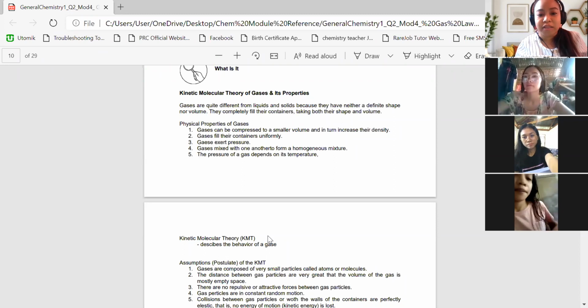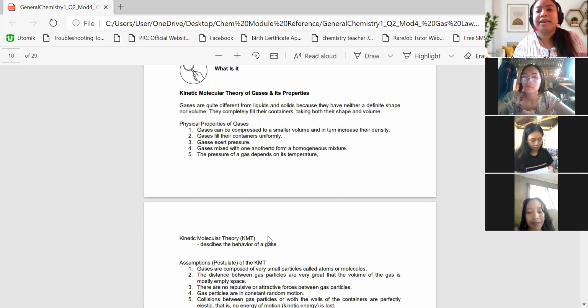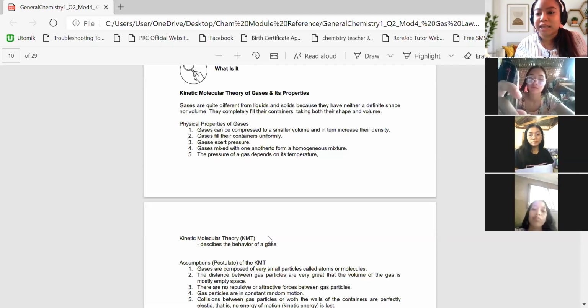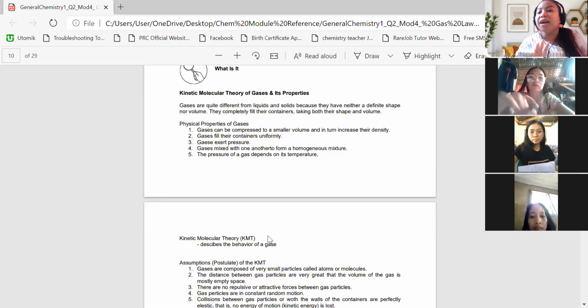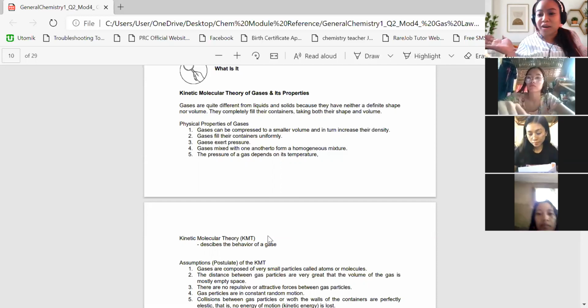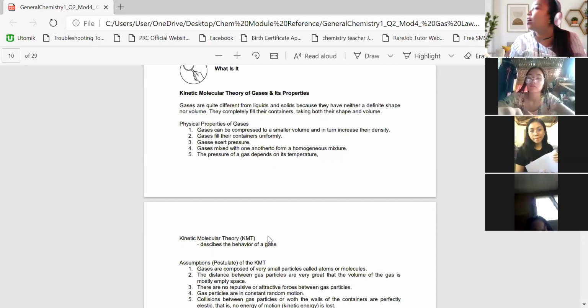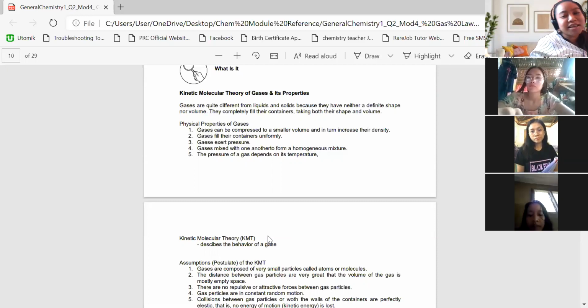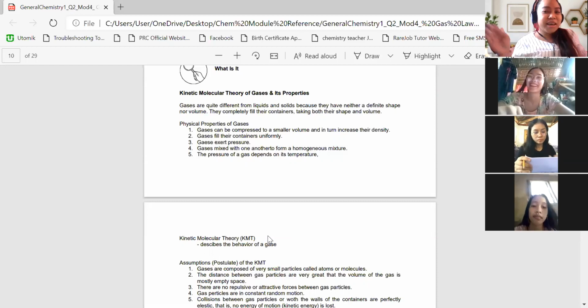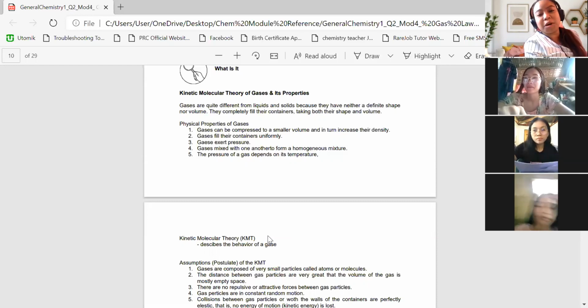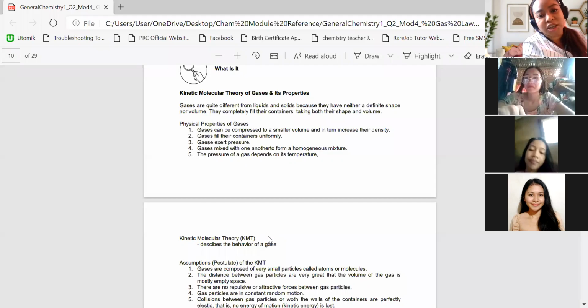Gases mixed with one another form a homogeneous mixture. So, if you have carbon dioxide, nitrogen gas, and oxygen gas in one area, dili na sila mag-combine. Dili na sila mag-react. There is no reaction, but they will only mix. And they will not just mix. Dili na sila maggrupo nga, kami tanan diri kay carbon dioxide, kamo diri nitrogen, kamo diri oxygen. Dili man, di ba? Ginhawa anywhere. So that is because gases mix homogeneously.